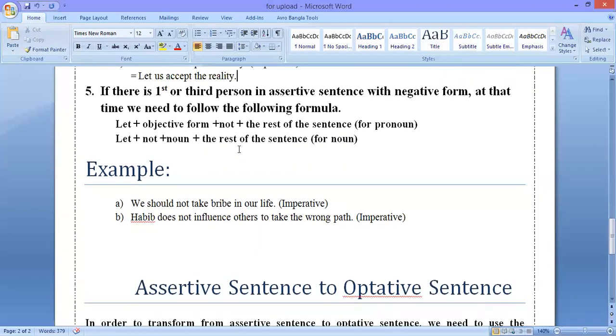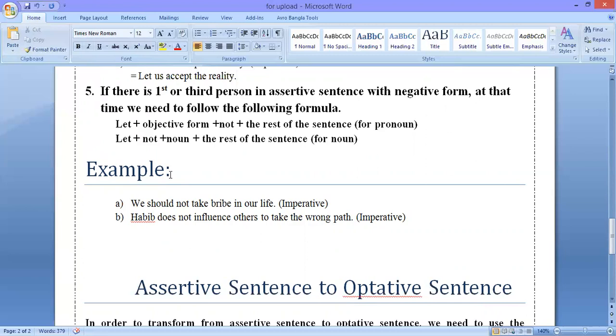So for pronoun, the formula is let plus objective form plus not. After that, we shall have to use the rest of the sentence. And if there is noun at the time, we shall have to use the formula let plus not plus noun and the rest of the sentence. That means if there is pronoun in an assertive sentence in the negative form, at that time not will come after the pronoun. But if there is noun and the sentence is in the negative form, at that time we shall have to use not before the noun.